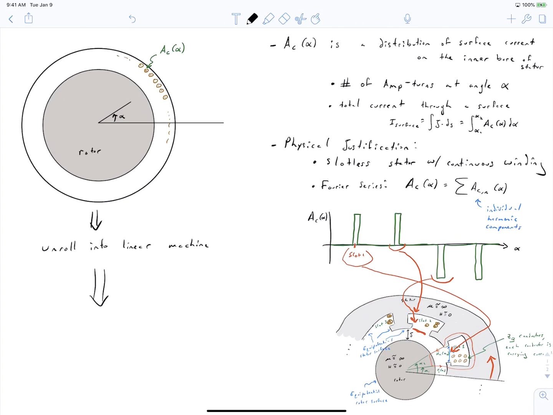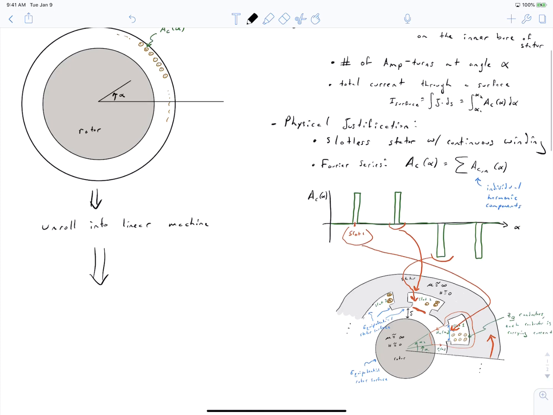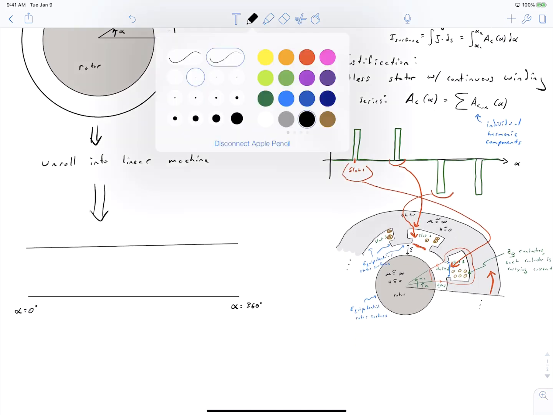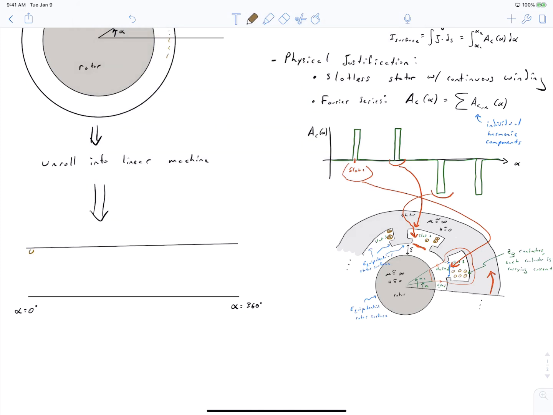And so if we do that, if we start at alpha equals 0 again and we work our way this way, we can draw what our stator looks like. It's now a flat plate, and our rotor is a flat plate. So on the left side we have alpha equals 0 degrees, and on the right side we have alpha equals 360 degrees. And as we go around this plate, we have conductors.